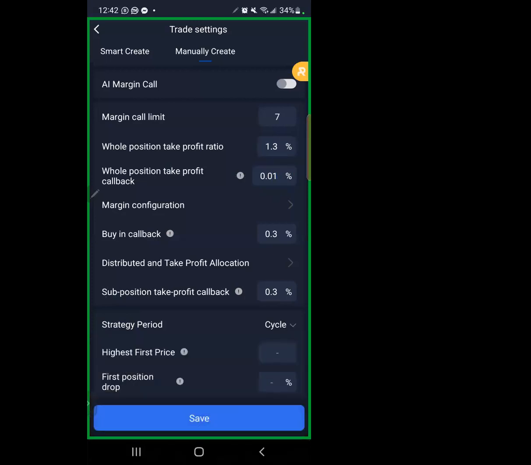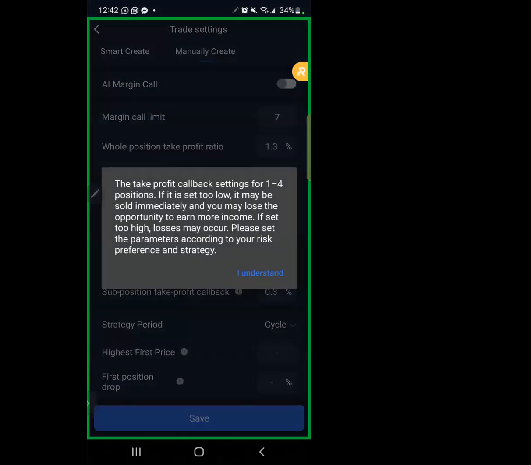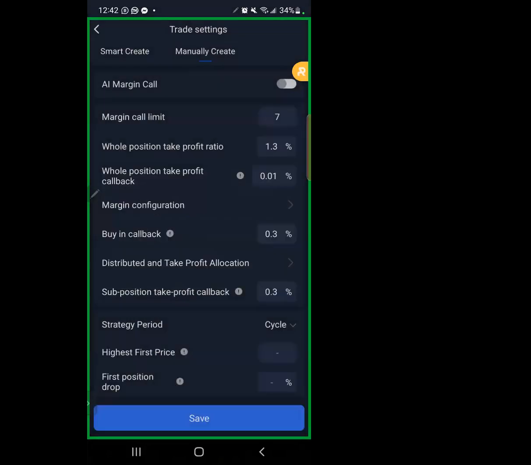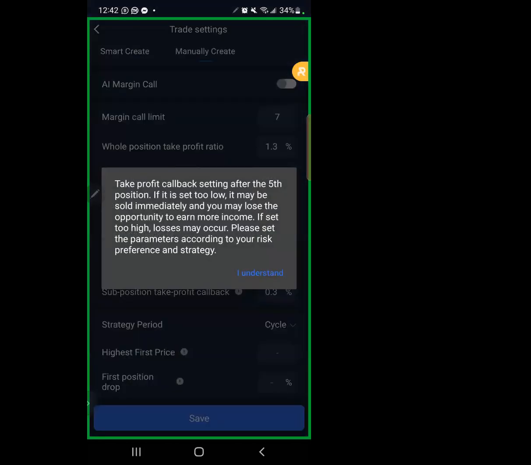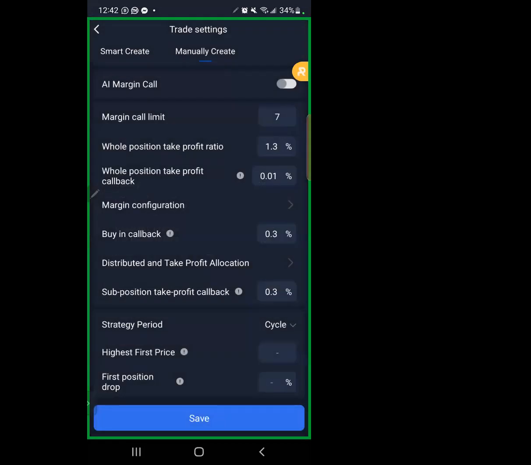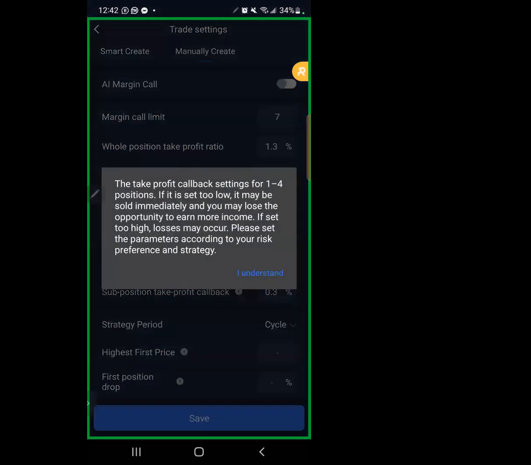When you tap here on the exclamation mark, they will tell you that the take profit callback setting for 1 to 4 positions, that whole position take profit callback, is a callback which applies only on the first 4 margin calls. So that means this take profit callback is a callback starting from the 5th margin call up to infinity, the margin calls you are having in your trades. Have you got the answer? That is the only difference. Otherwise, everything is the same.